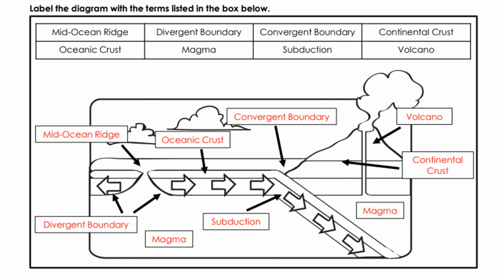And last but not least, we've got a really great diagram that I really like that you should label. Divergent here, they're separating from each other. Down here, you've got magma. Here you've got subduction because one is going underneath the other. And then this continental crust is coming this way. It's kind of missing an arrow right here, but that's why it's considered a convergent boundary, because these two plates are crashing into each other.